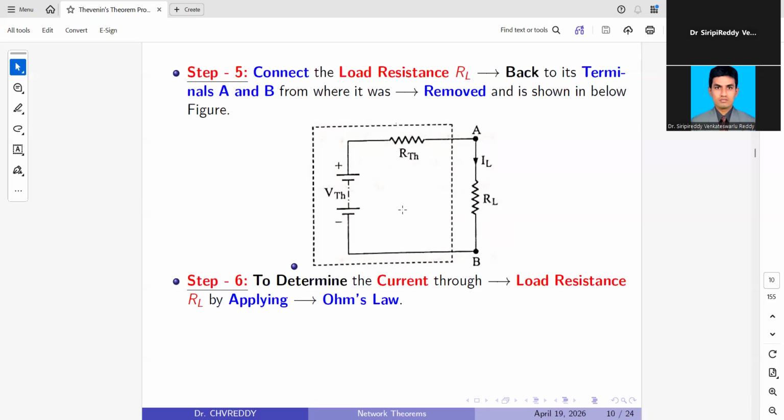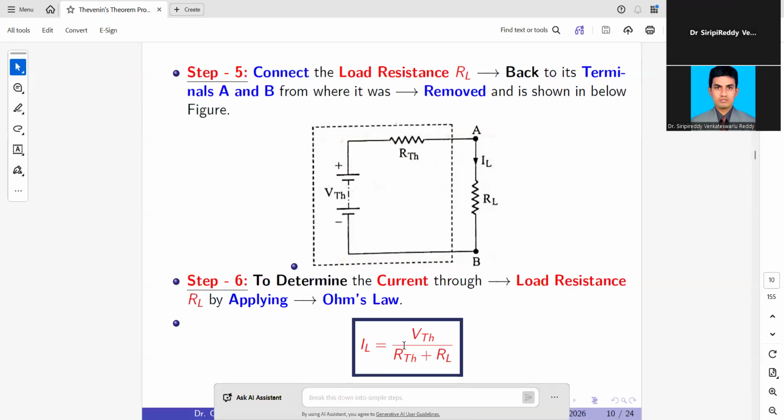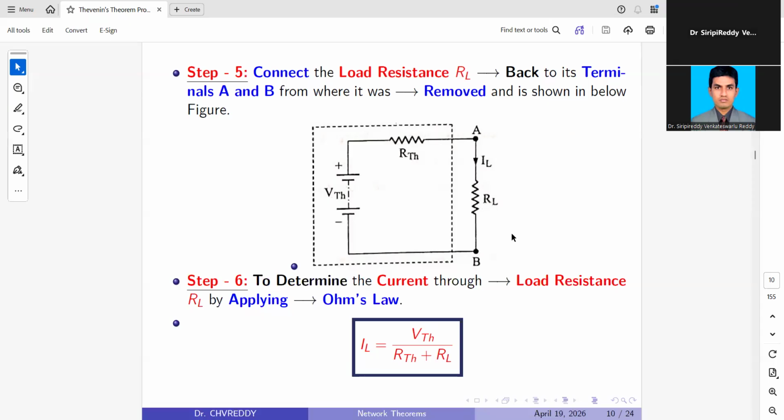By applying Ohm's law, it is a closed loop. Here we know the Thevenin voltage as well as the resistance. According to Ohm's law, I equals V by R. In a similar way, to find the current passing through the load resistance, IL equals VTH by RTH plus RL. Why? Because RTH and RL are in series. So IL equals VTH by RTH plus RL.